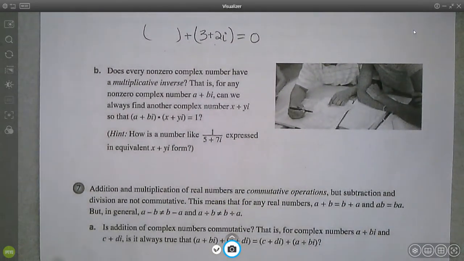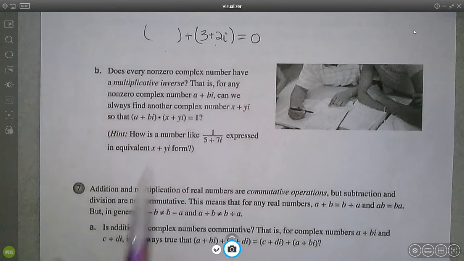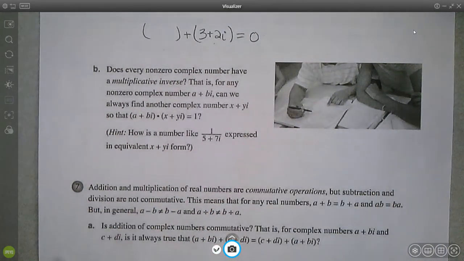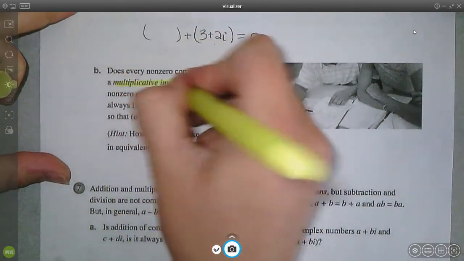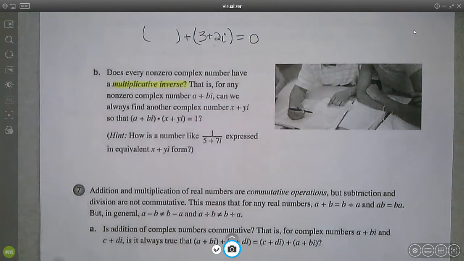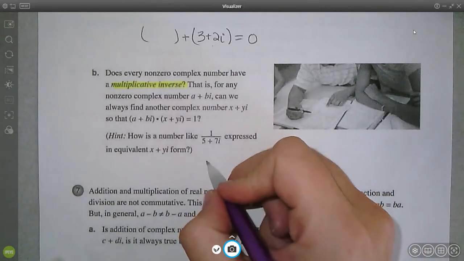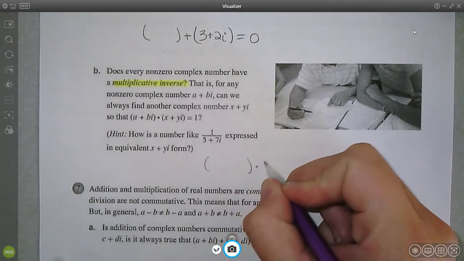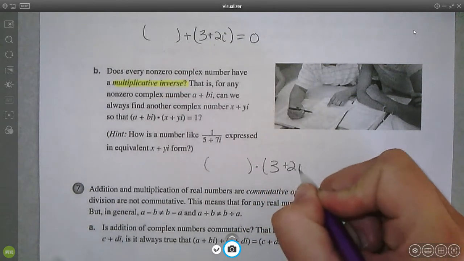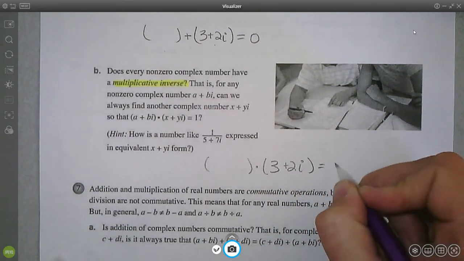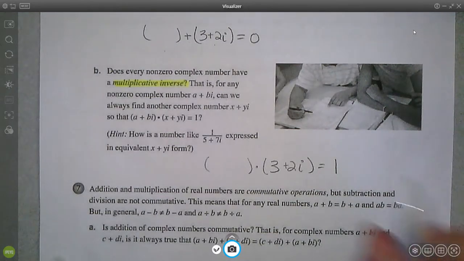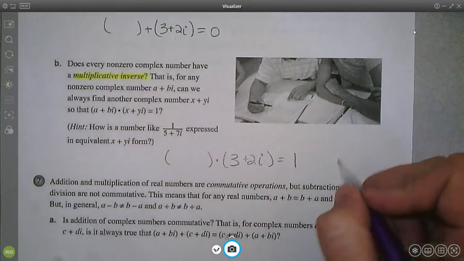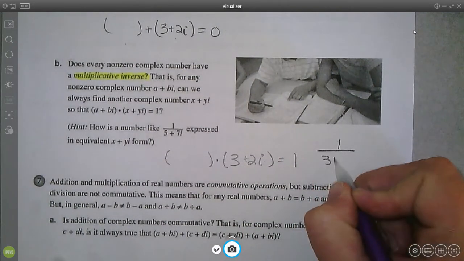This one, okay, this one is definitely the most challenging in your investigation. So it wants to come up with a multiplicative inverse. That means, can you come up with something here where when you multiply it by 3 plus 2i, you come up with the answer of 1? Okay, so yes, you can. So what a lot of people will want to do is take 1 over 3 plus 2.